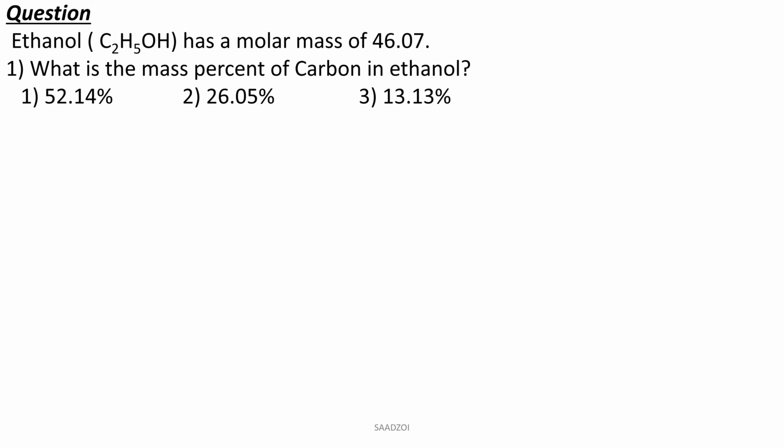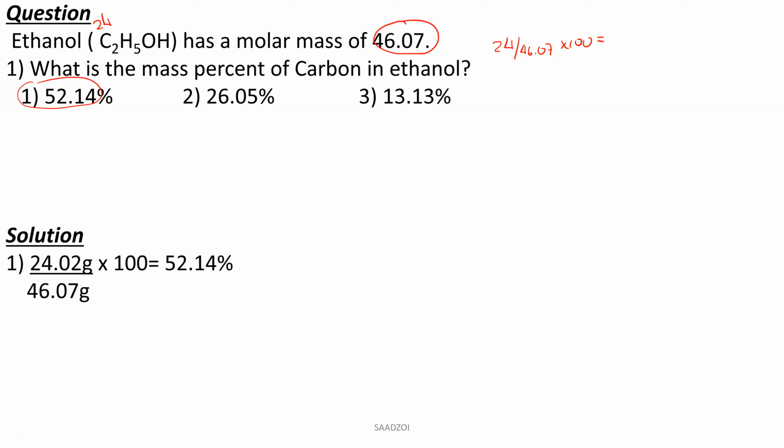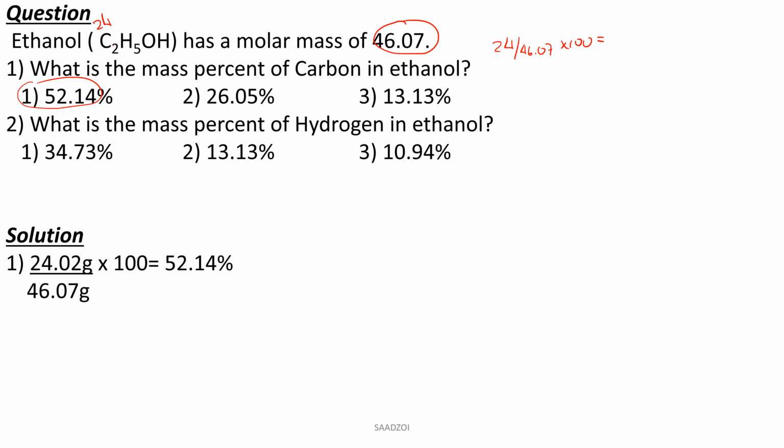All right, question, here's another example of it. So what's the mass percent of carbon? Here's the molar mass of the total compound. So all I have to do is just do 12, and there's 2 of them, right? So this is 24. So take 24 divided by 46.07 times 100. You get your percentage, which looks like it's about 52.14%. And you can see how the math plays out exactly to give you 52.14%. What about mass percent of hydrogen in ethanol?